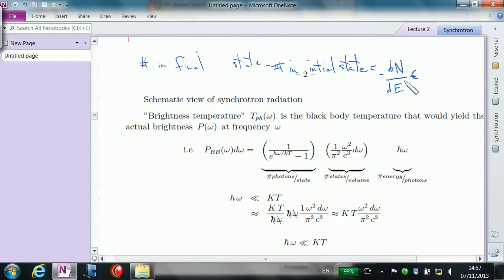What is this in there? Epsilon is delta E, the energy difference. I'll call it epsilon gamma, so you'll know it's the energy of the photon. Just put h omega. Okay, h omega.